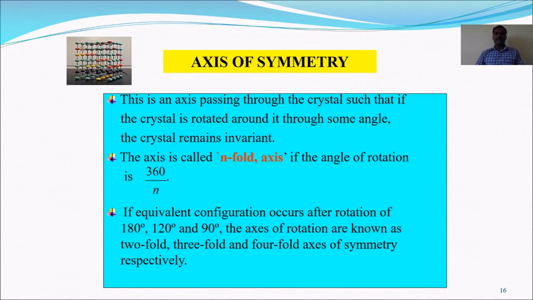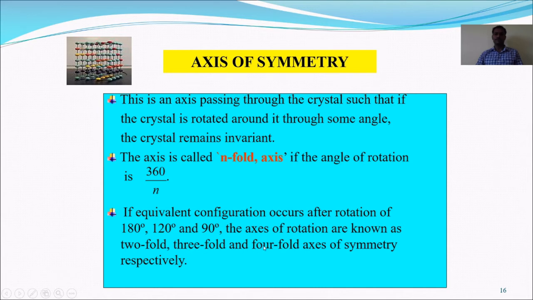Axis of symmetry. An imaginary line is passed through the crystal, around which the crystal is rotated through 360 degrees. For an n-fold axis, the crystal gives the same appearance more than once in one 360 degree rotation. If an equivalent configuration occurs after 180, 120, or 90 degrees, then n is equal to 2, 3, or 4 respectively.